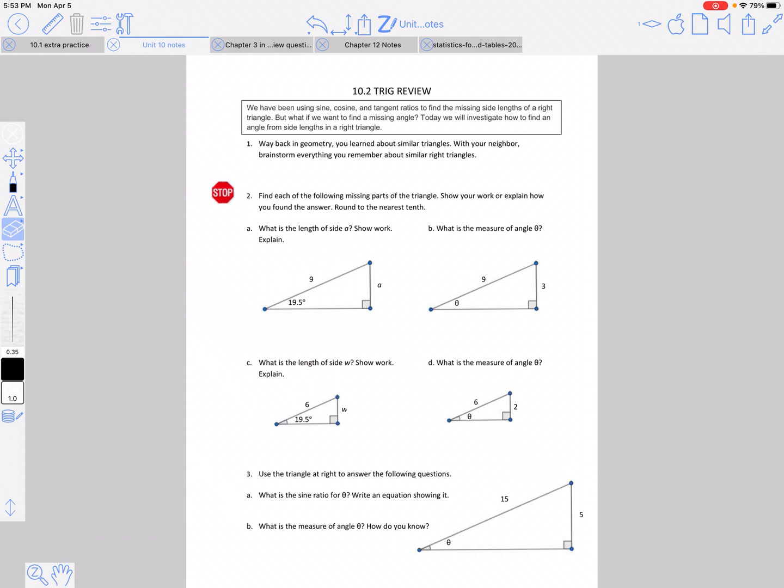This is 10.2 trig review. So we used sine, cosine, and tangent a couple days ago to find missing side lengths, but now we're going to work on missing angles. So we're going to investigate this relationship a little bit more.